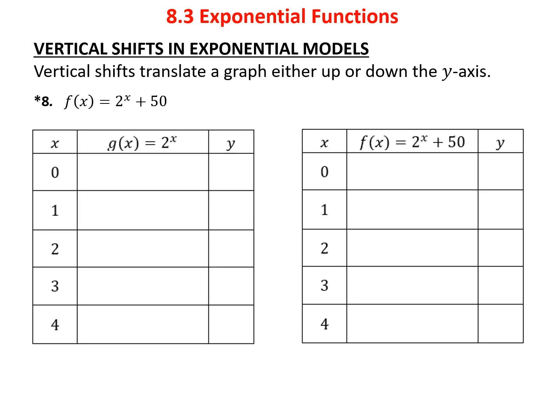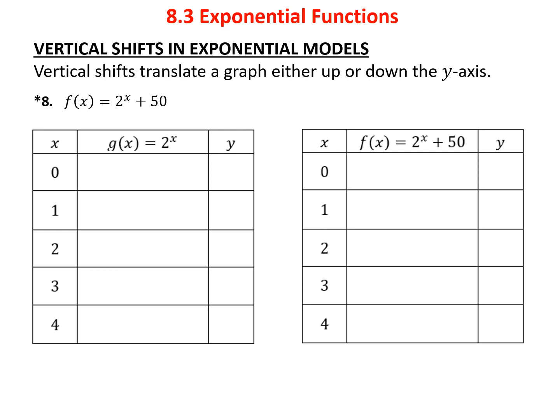In the next problem, we want to explore what vertical shifts do to exponential models, and how vertical shifts translate a graph either up or down the y-axis. So if we want to look at the graph of f of x equals 2 to the x plus 50, one thing we can do is graph g of x, which is 2 to the x, and then add 50 to it.